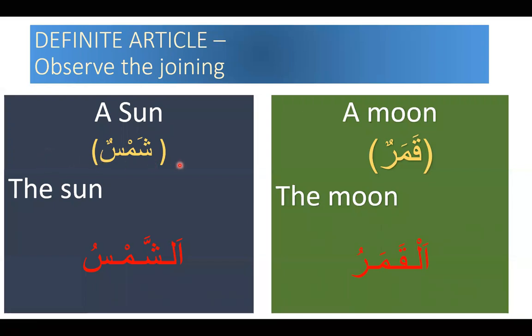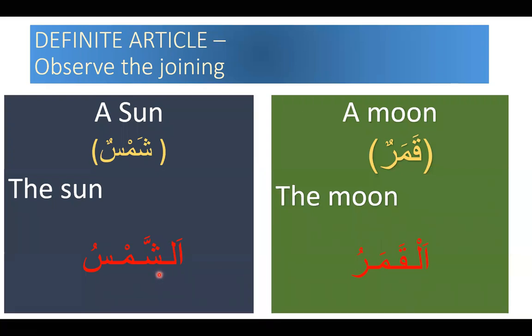When you speak about the definite article, we need to consider what the word itself begins with. When we do that, we make a clear distinction between letters which we consider to be sun letters and moon letters. I want you all to look here and observe and tell me, what are you seeing? The word in Arabic for sun is shamsun. The word for moon in Arabic is qamarun. How do we say the sun, making it definite?